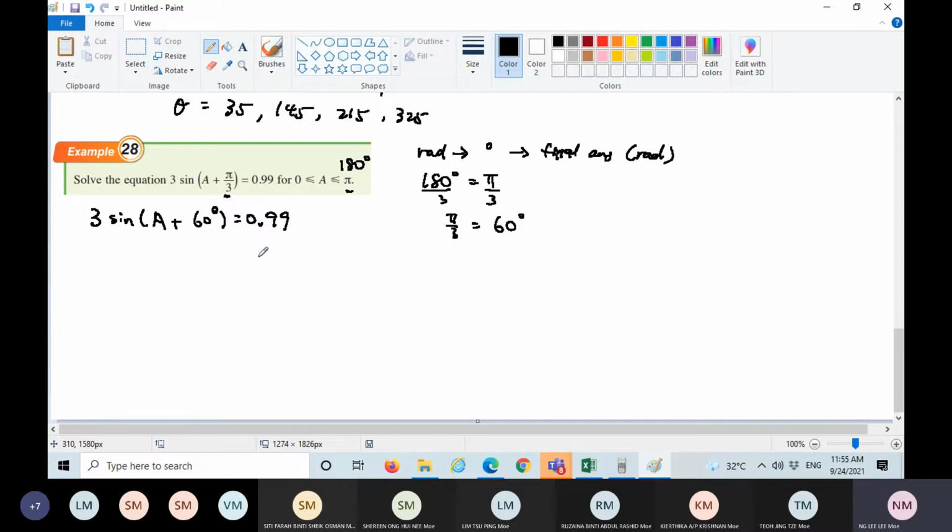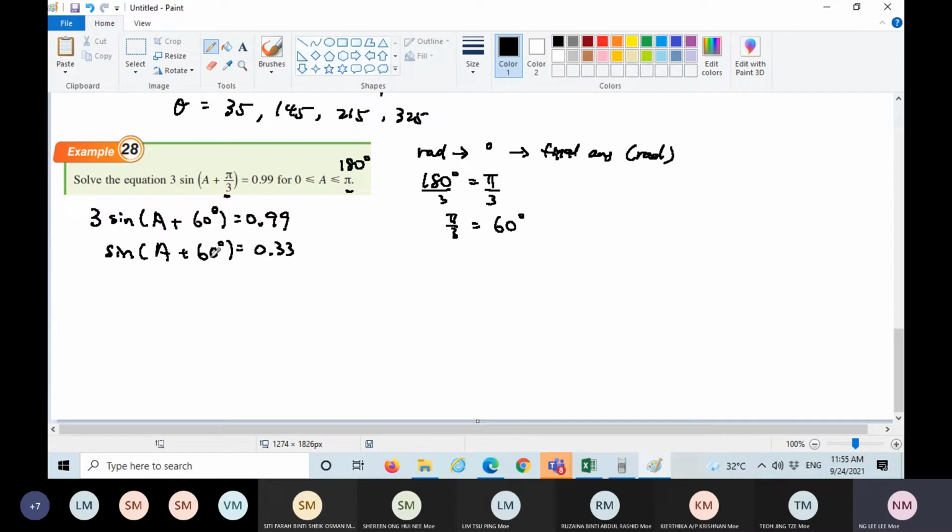Okay, I will feel more comfortable this way. First of all, you see this 3, I move to this side first. Then no more 3 there. Then you will feel easier already. The equation now becomes easier. This is what we say, simplify. So 0.99 divided by 3 is 0.33. This is the first step.